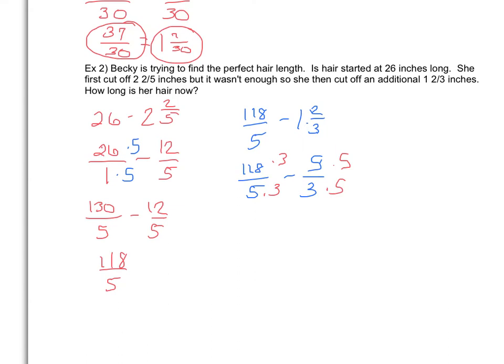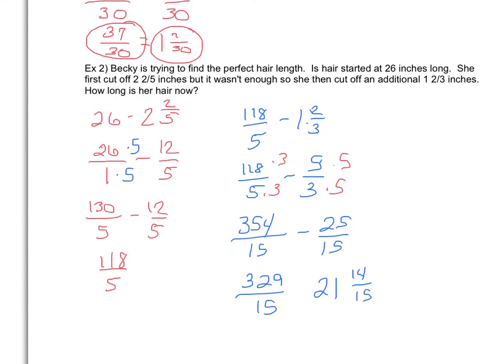118 times 3 is going to give me 354 fifteenths minus 25 fifteenths. Doing my subtraction, I get 329 fifteenths. Again, I'm not going to go through this process. I did do some work on my own, but 329 divided by 15, I get 21 with 14 fifteenths left over. Because this was a story problem, I should have units. So I see it was asking for the length of her hair, and it referred to it in inches before. So I'm going to assume that I'm still using inches. And I'm going to say her hair is 21 and 14 fifteenths inches long.